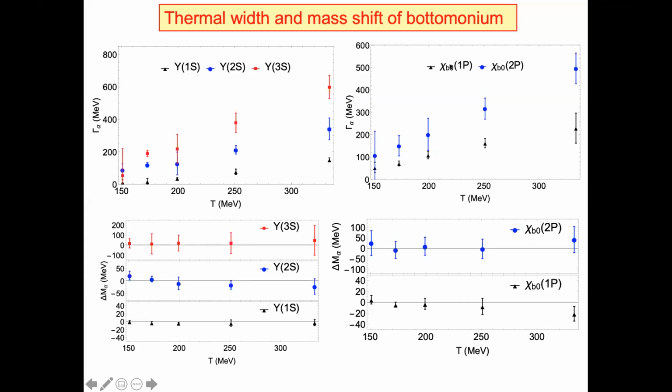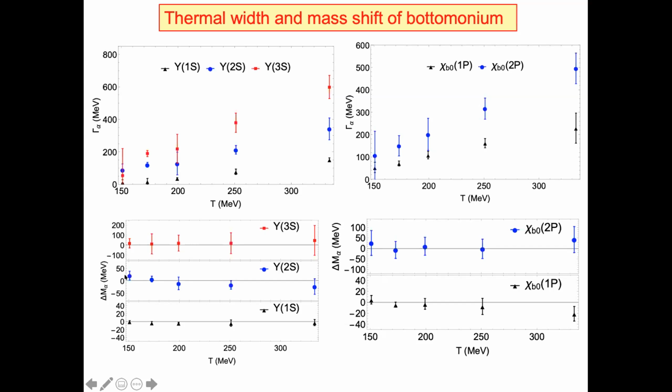The same thing you find also for the chi b0 1P and chi b0 2P states. Again, the width of the chi b0 1P state is larger than the 1S, but smaller than the 2P state. So roughly the thermal width follows the hierarchy of the size, as you would expect.